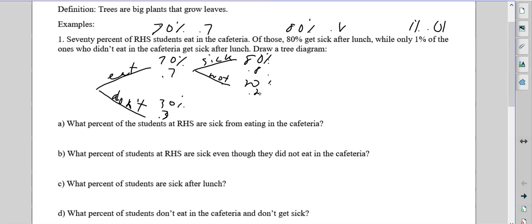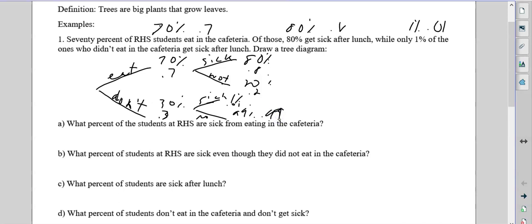Now, while only 1% who don't eat, so we're going to come down to this branch, 1% get sick, 0.01, and you can see it gets really messy here, and this is going to be our no. That means 99% or 0.99, okay, don't get sick. And again, that's 99% of the 30%, all right?